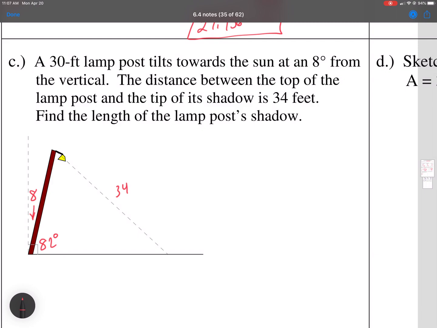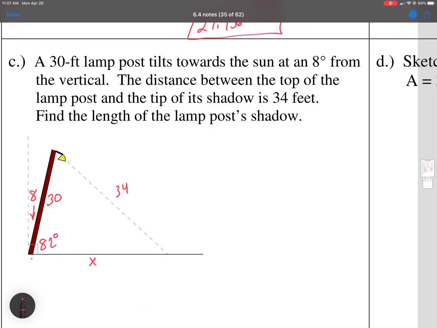So now that we have that, we know that this right here is 30. So we're trying to find this measurement down here. What we want to do is apply the law of sines to see if we can find that missing side length. In order to do that, we have to find another angle. So let's find another angle first.